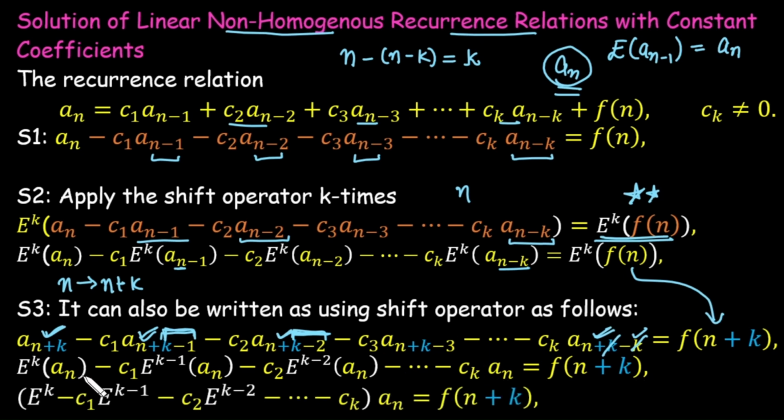Now we can collect coefficients of an, that is e raised to power k. Here negative of e raised to power k minus 1. Here negative of e raised to power k minus 2. And the last is constant ck is equal to this.